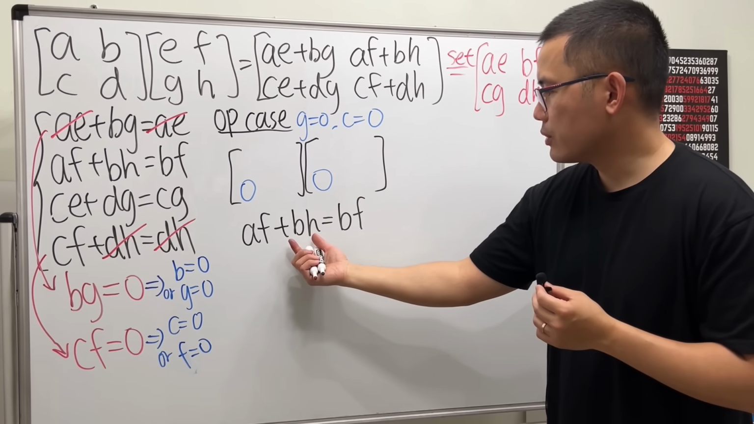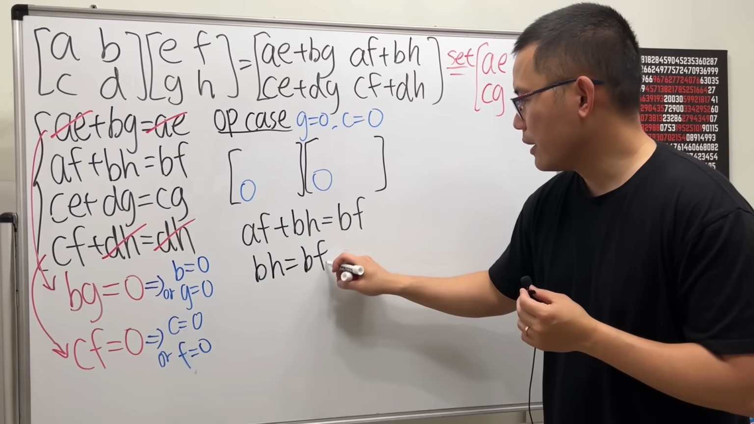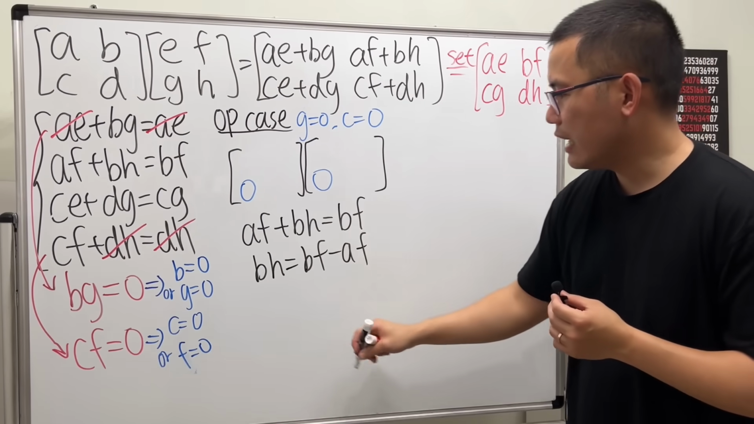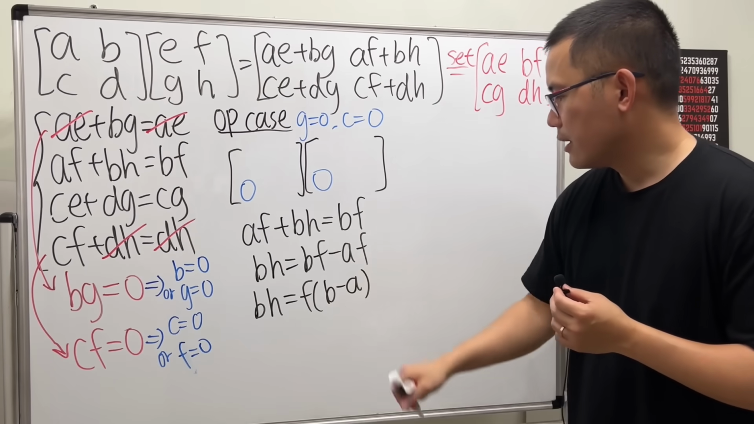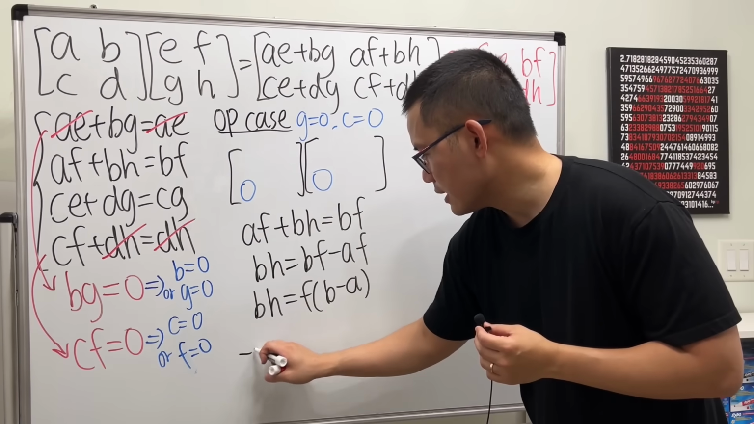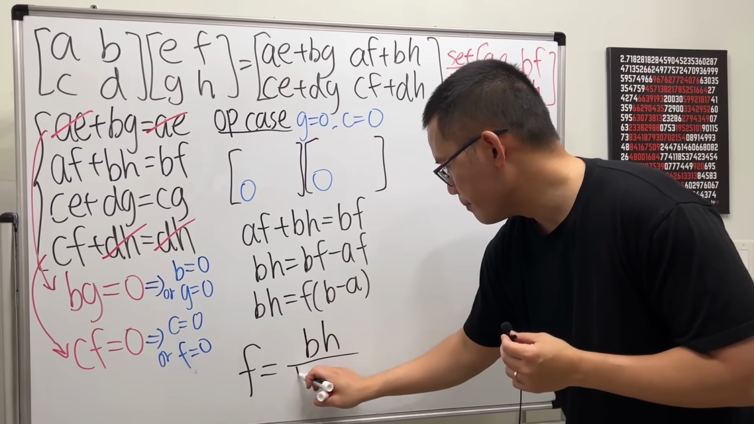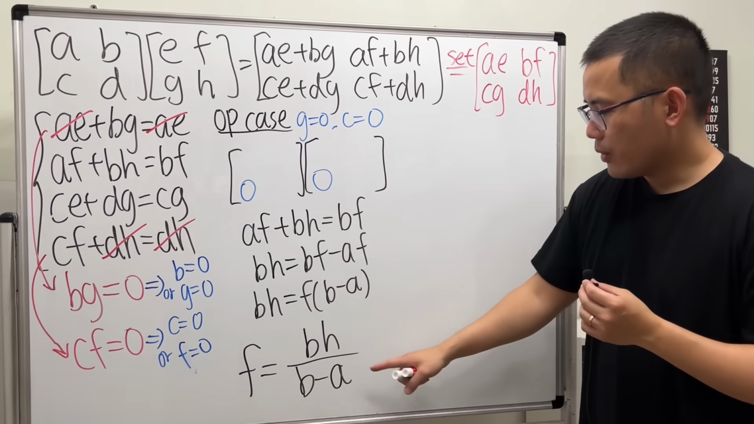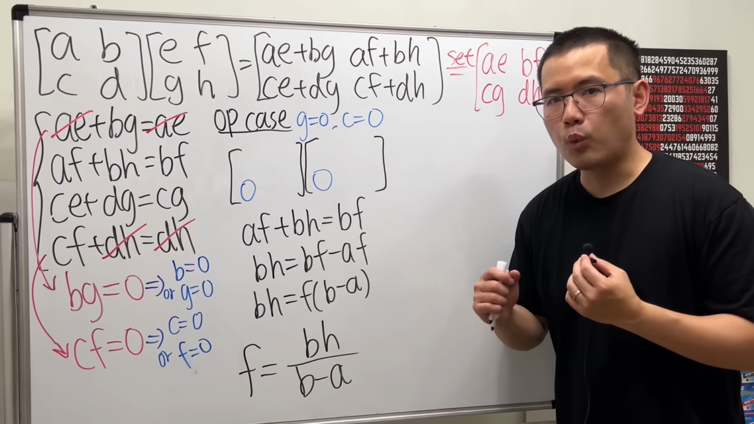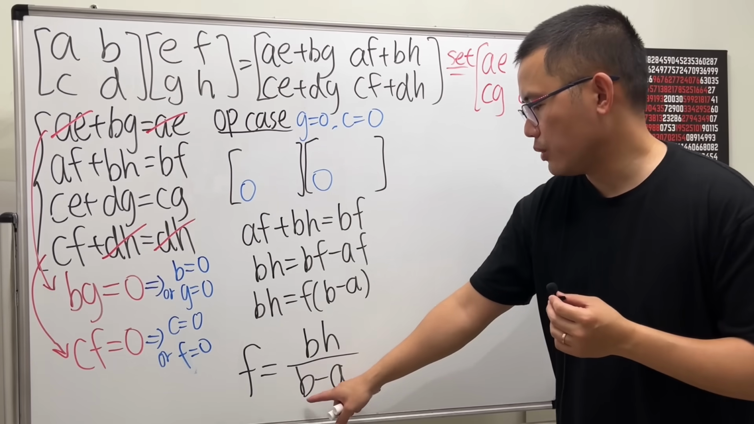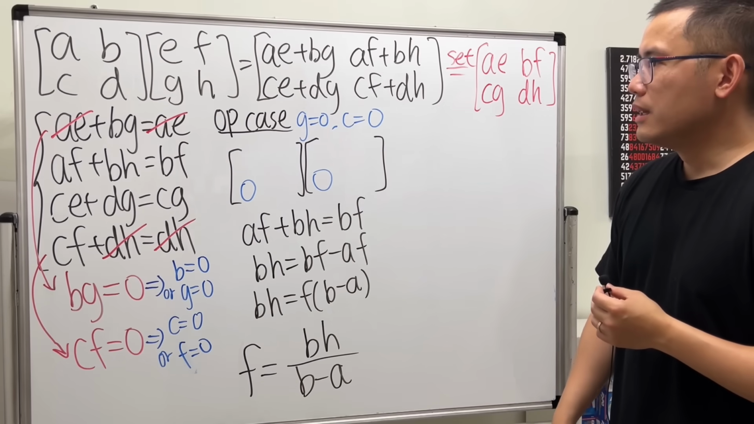All right. So I'm going to move this to the other side. That means we get BH is equal to BF minus AF, and then factor out the F. So we have BH equal to F times (B minus A). So I can divide this on both sides. This tells us F is equal to BH on the top over B minus A. And now, notice we have A, B, H. They are free variables, meaning that you can pick whatever you want. And of course, do not pick A equal to B, otherwise this formula is going to be destroyed, dividing by 0, right?